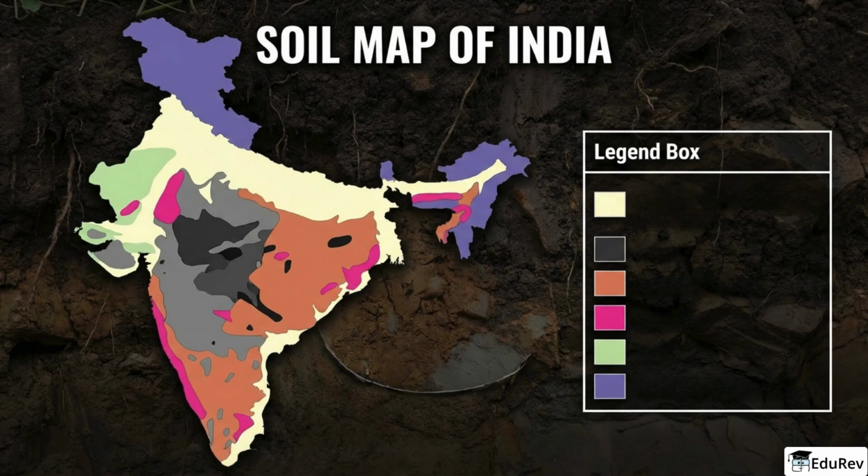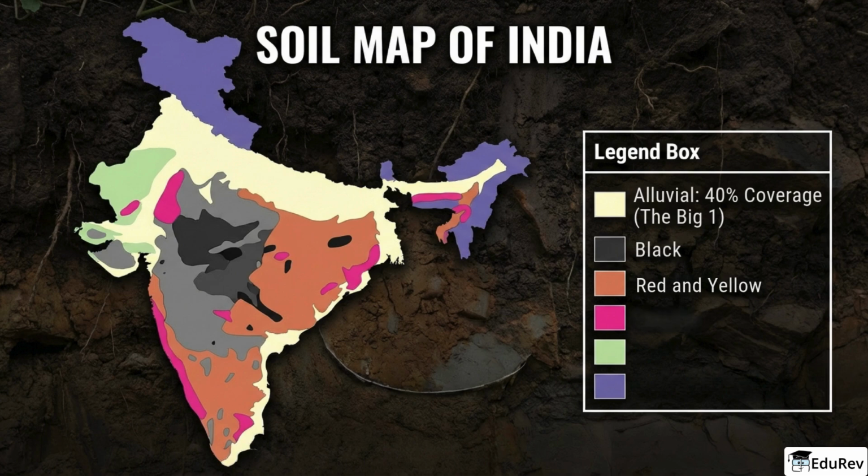Now scale this up to India. India's soil pattern is not random. It reflects rivers, lava, crystalline rocks, climate, forests, and deserts. The major categories you must hold clearly are alluvial, black, red and yellow, laterite, arid, and forest and mountain soils. And one number matters immediately. Alluvial soil alone covers about 40% of India. That is why it is called the Big One.